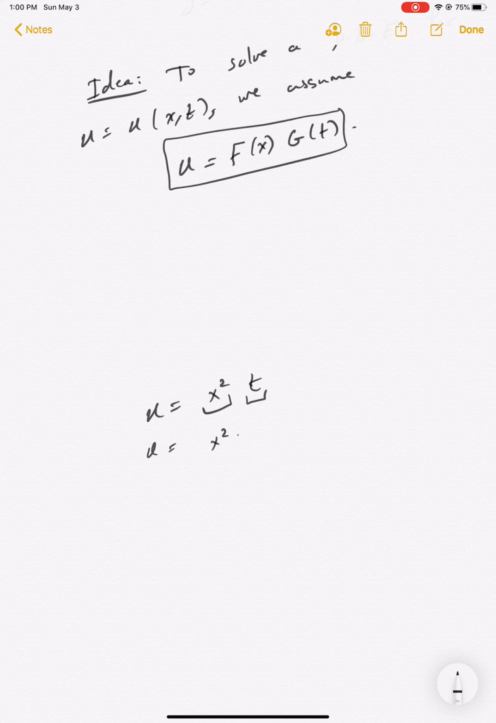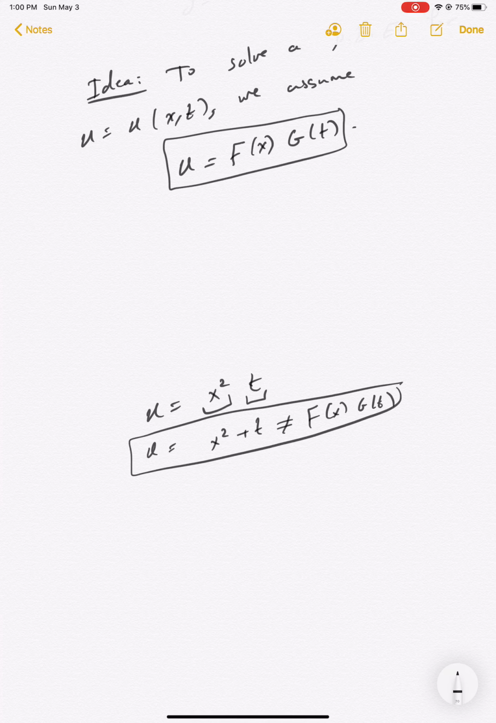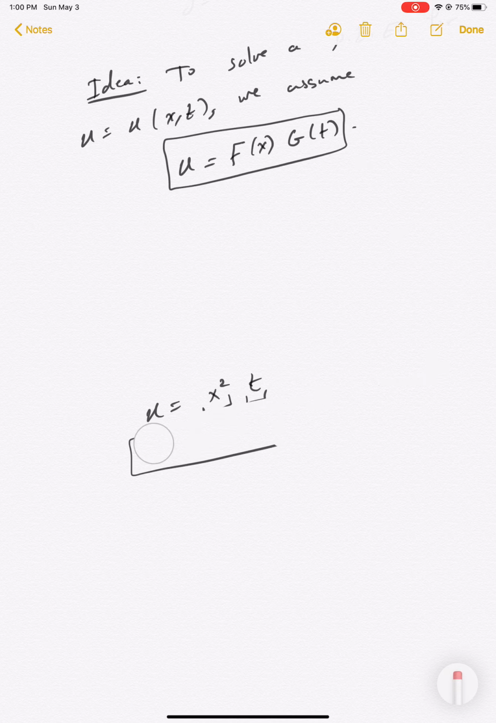But for example, if you have x squared plus t, then this cannot be written as a function of x times a function of t. So if the solution has this form, there is no way you obtain it using this method by assuming that u has the form f of x g of t. Of course, this method will be very limited to certain examples, yes, but it's very common. And for the important examples, the wave equation, the heat equation, the Laplace equation, this method works very well. We will see.